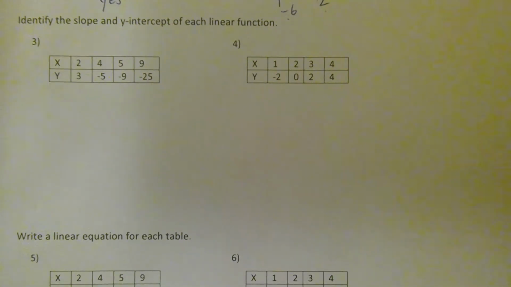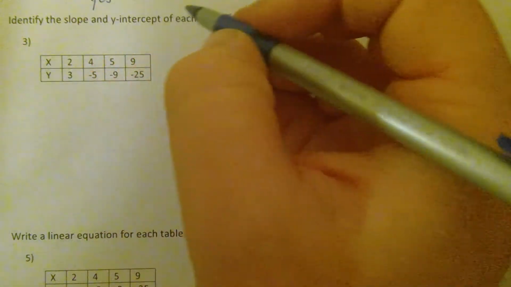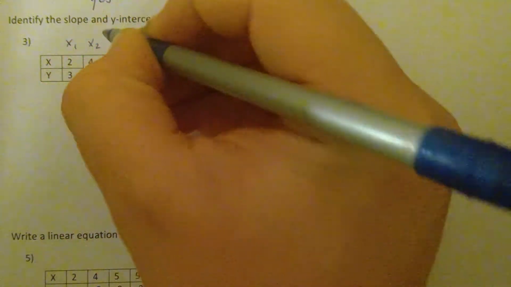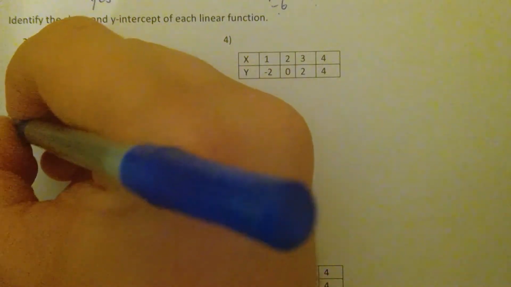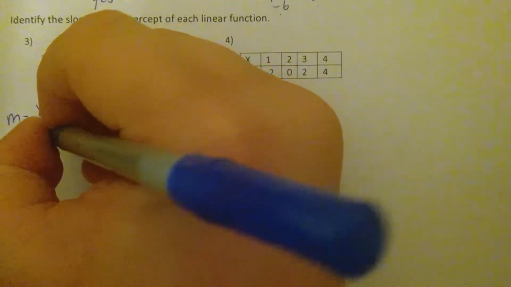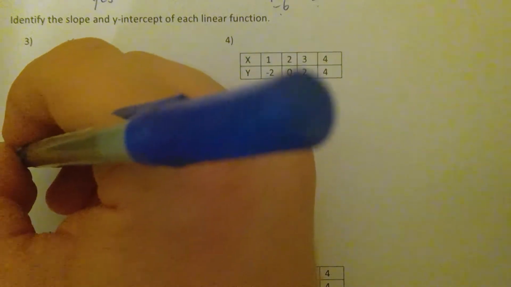Let's come on down to finding the slope and the y-intercept of each linear function. We're already told that these are linear, so we just have to find the slope here. If we think back to finding slope, we have x1, x2, y1, y2. So we said m equals y2 minus y1 over x2 minus x1. And then let's plug in what we know.